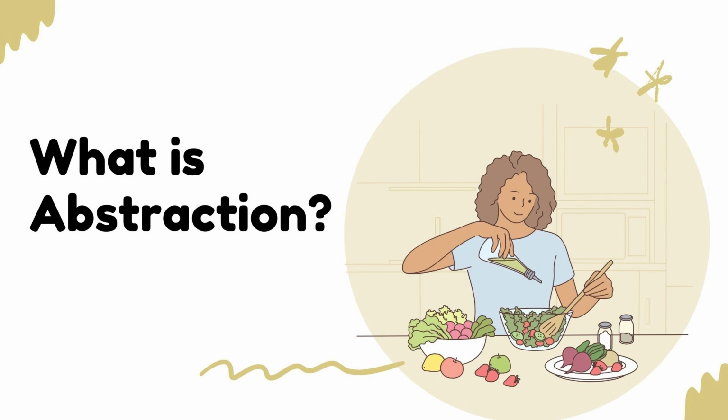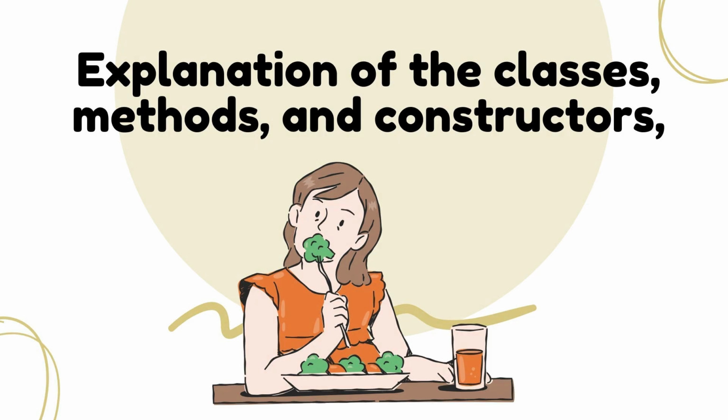Before we proceed, what is abstraction first? Based on our discussion, it is an OOP technique that hides certain details and only shows the necessary information, and it cannot be instantiated. So, to access it, you need to inherit it from another class. Now, we will be explaining the classes, methods, and constructors.